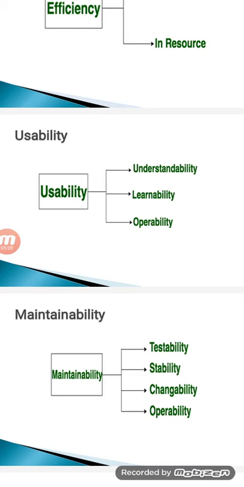Okay, so if there is an error, automatically testability is needed. Then stability of this software, how long it stands on in executing the process. Changeability, whenever some changes are needed, then it has to be adaptable to make changes there. Then operability, that is our functions.